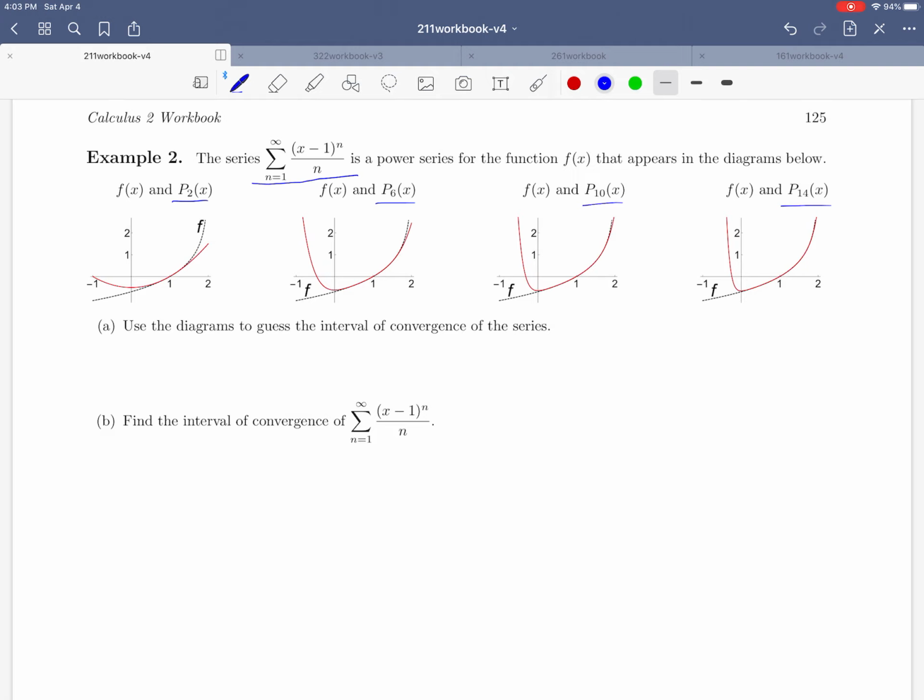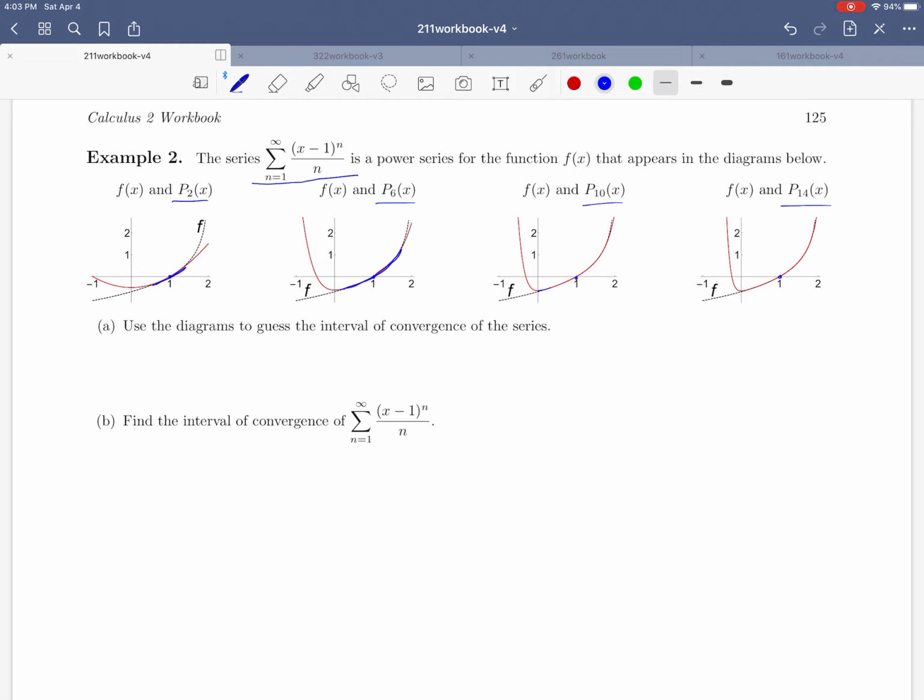10th degree, and 14th degree power series. So at x equals 1, the series and the function are equal to each other. But then what happens as we go away from 1? It looks like the 2nd degree polynomial shows that, yep, for a little while we have pretty good agreement. And the 6th degree shows even more values of x where the red approximation and the dotted graph of the function are very close together.